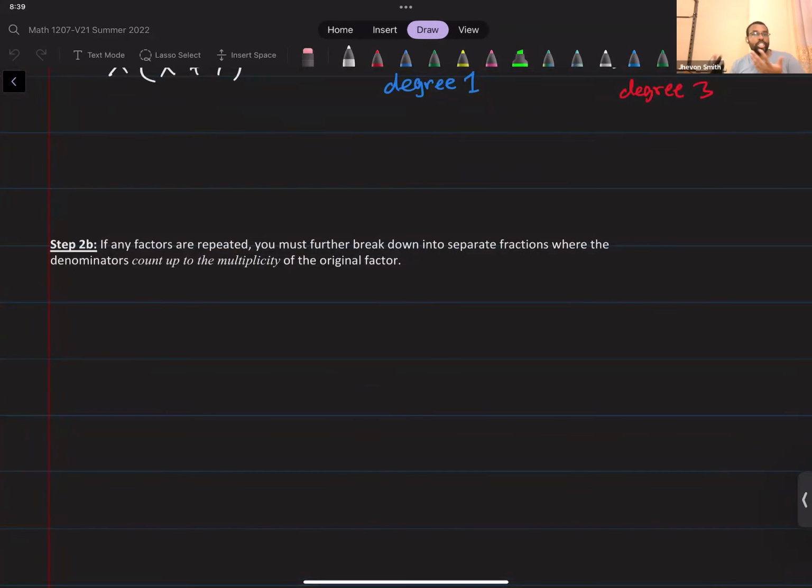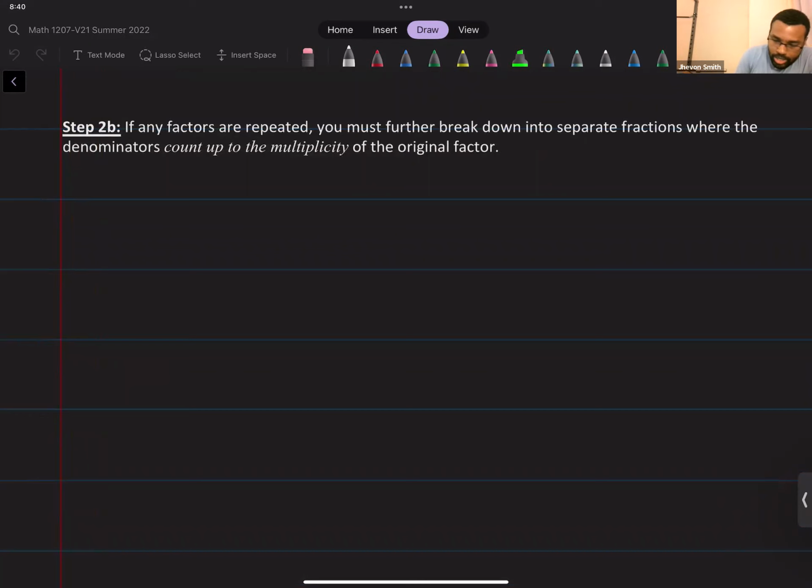So occasionally when you factor something, there are going to be repeated factors, right? And so you're going to factor something, but that factored thing might have a power on it. So it might have a repeated factor. How you deal with repeated factors is that you count up to the multiplicity. And I'm going to show you what that means. So for example, let's say I had this fraction. So something like x times x plus one, but that factor is squared. So the x plus one factor is repeated, right? There are actually two x plus ones in the factors.